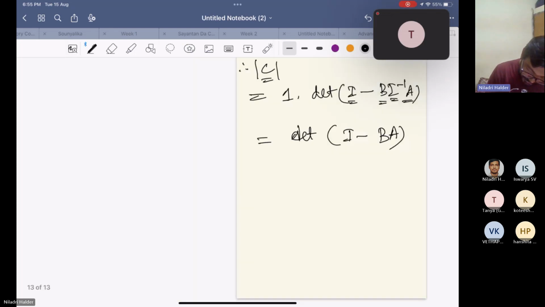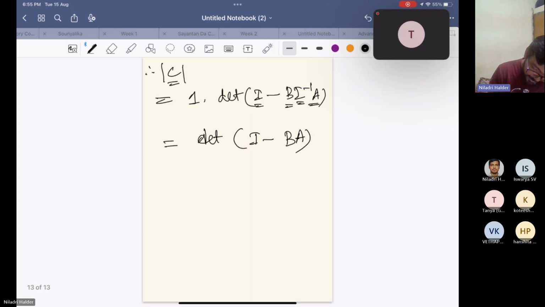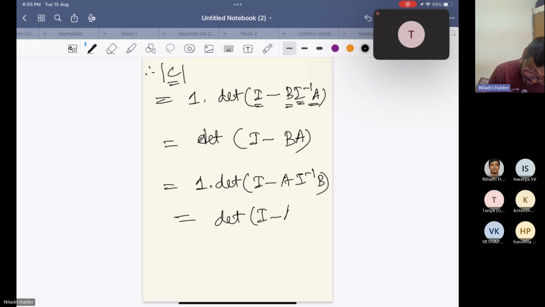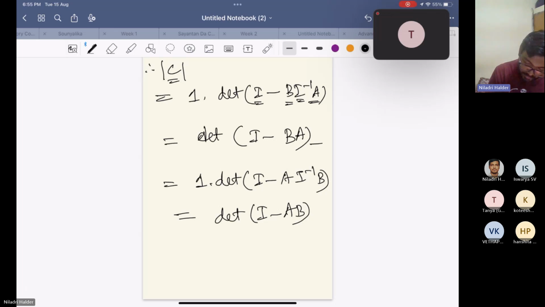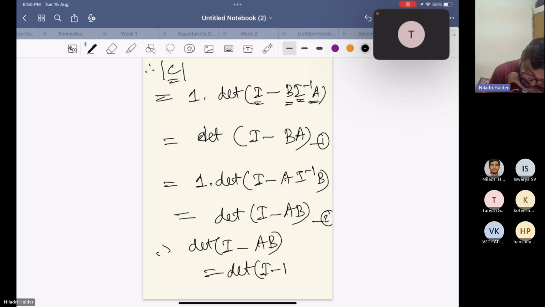And this is using this formula only. Now, if I use the second formula, then I will get the same 1 into the determinant of I minus A I inverse B, that means the determinant of I minus AB. So this is the first, this is the second. Both are the determinant of the same matrix. So this determinant of I minus AB can be written as the same as the determinant of I minus BA.